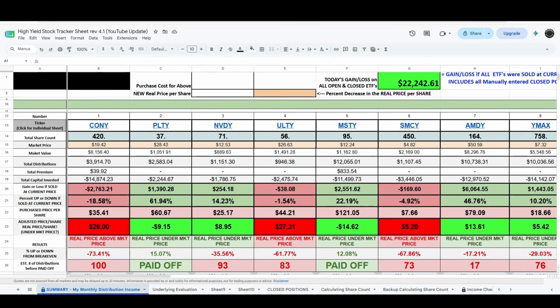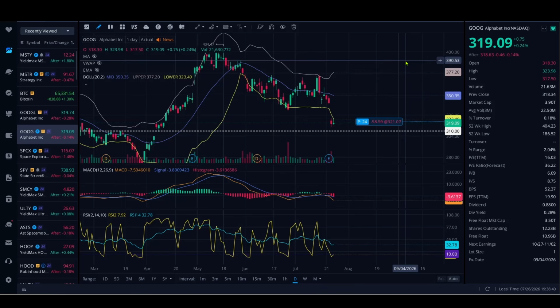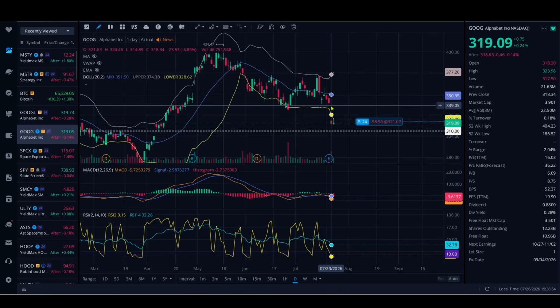So today we're going to update the spreadsheet, enter in those distributions, find out what those are paying out this week, and find out what that's going to adjust my real price per share to. Now in the meantime, I did buy some shares of Google just because of the drop right here. And I bought a few times, and we'll take a quick look at that just to show those purchases that I did make on Google just because of the big drop we had toward the end of the week.